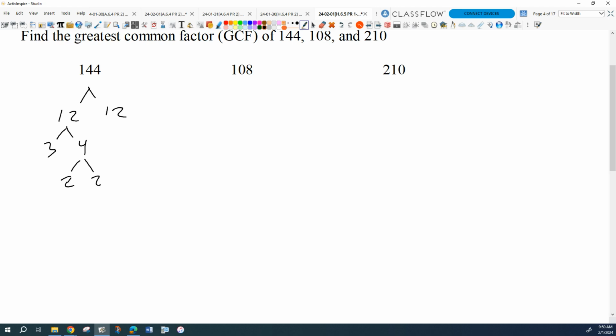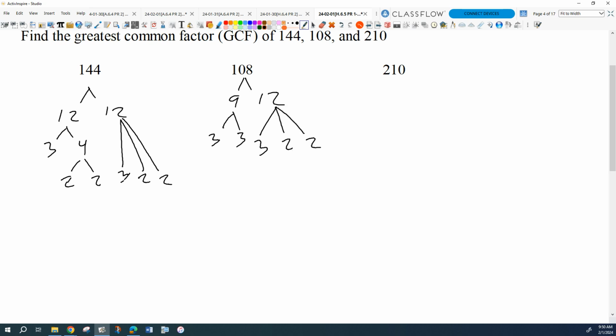I'll do the same thing over here. So I know what 12 did. So couldn't I cheat a little bit and just say, well, 12 is going to break up into 3, 2, and 2? Good. Okay, what about 108? 12 and 9. There we go. That's a good one. So we'll go 9 and 12. 9 breaks up into 3 and 3. We've already done 12 over here. 12 broke up into 3, 2, 2, right?